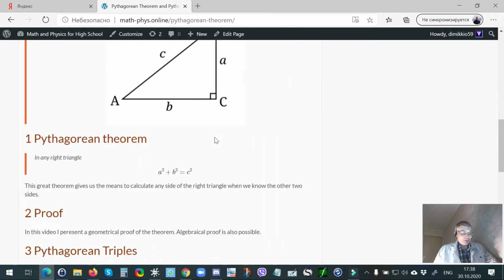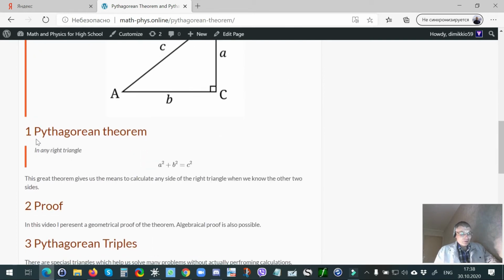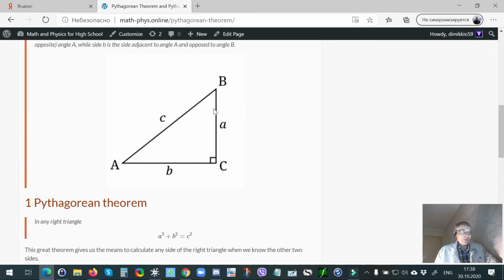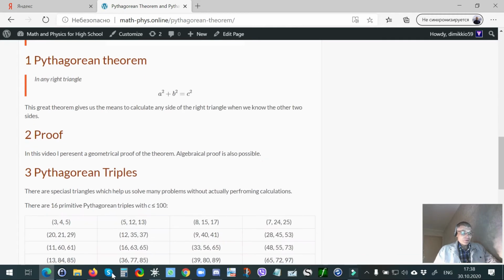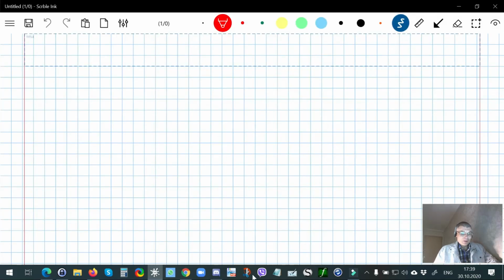So the essence of the Pythagorean theorem is that in any right triangle, the sum of the legs squared is the exact square of the hypotenuse. That's simple, and at the same time, it's extremely important. Let us have some applications.